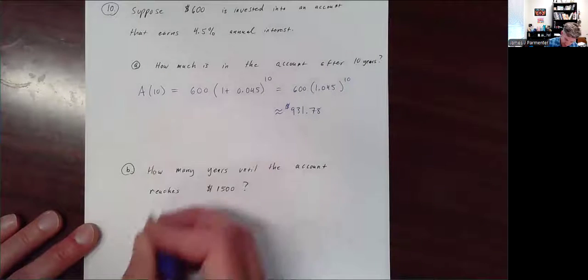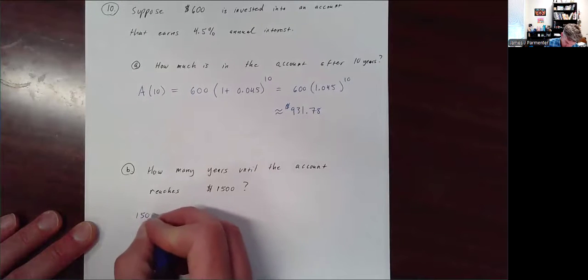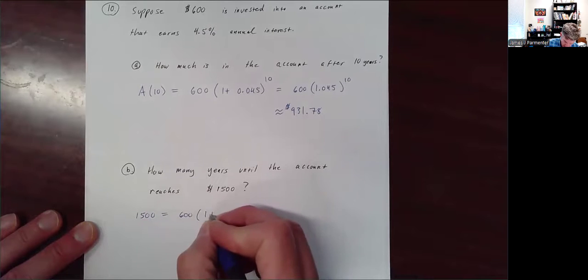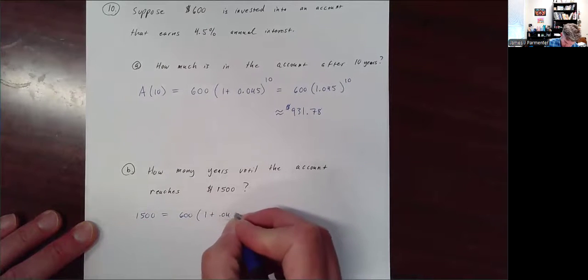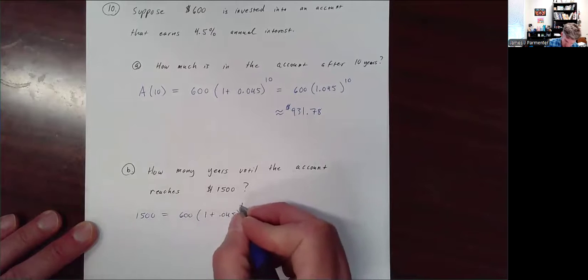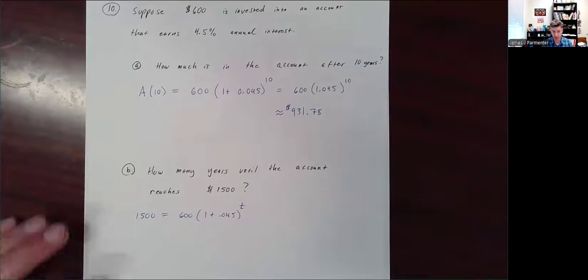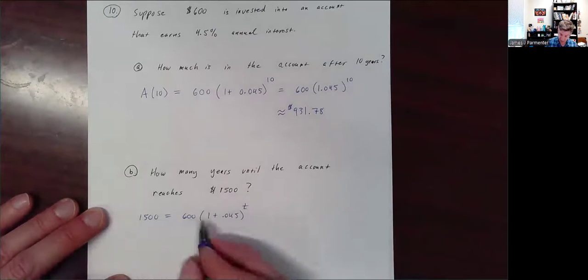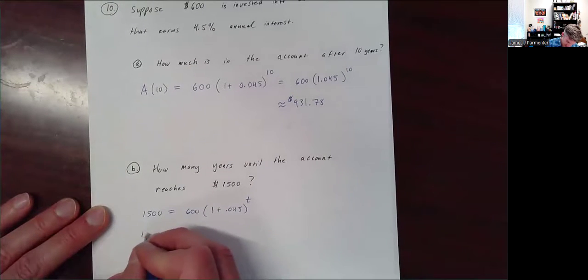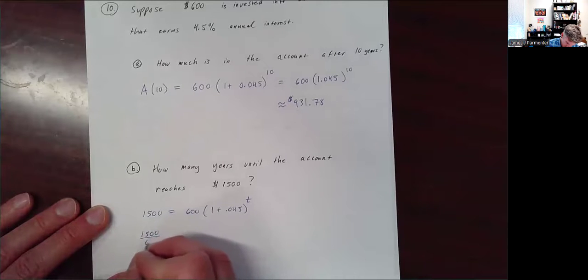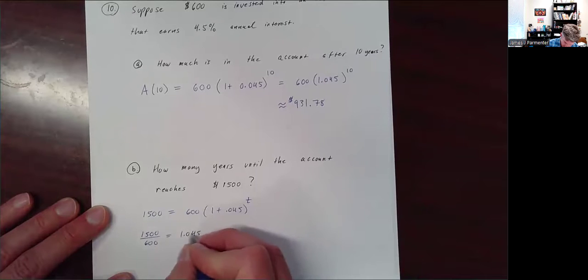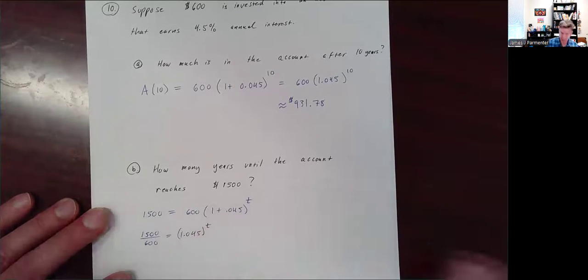So the amount of money we want to have is $1,500. That should equal $600 times 1 plus the interest rate as a decimal raised to the thing we don't know. So I'm going to write T for time. So I'm going to solve this. I'm going to first divide both sides by 600. So 1,500 divided by 600 is equal to 1.045 to the 10th power.